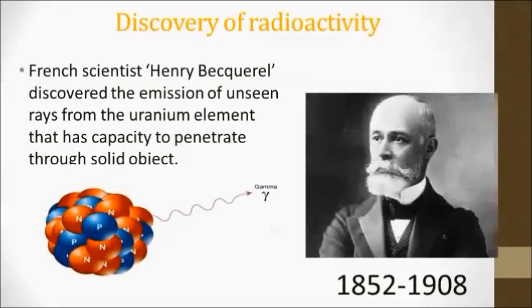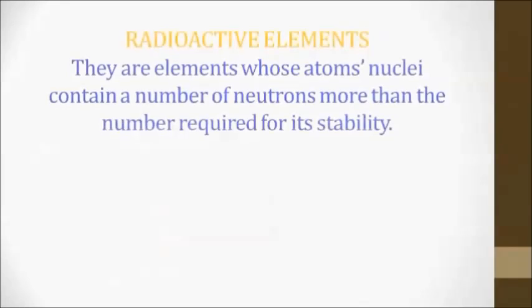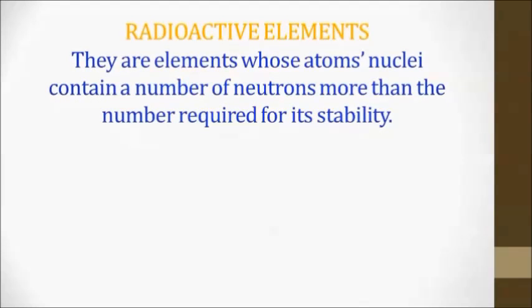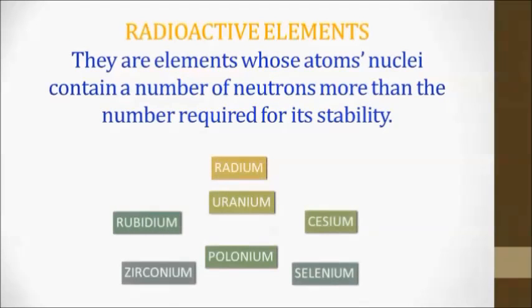As we have seen in the previous video, French scientist Henri Becquerel discovered the emission of unseen rays from the uranium element that has the capacity to penetrate through solid objects. So, what are radioactive elements? There are two types of elements. It may be stable or normal, and radioactive element.